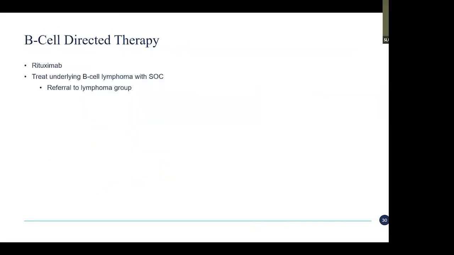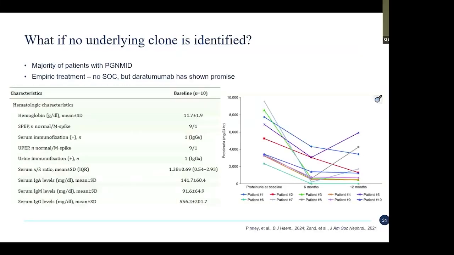If the clone is B cell, then we typically use rituximab or send them to lymphoma to treat the underlying disorder. And then, as Dr. Malik has shown you before, what if there's no underlying clone, which is the vast majority of cases with PGN and MID? There really is not a standard of care.